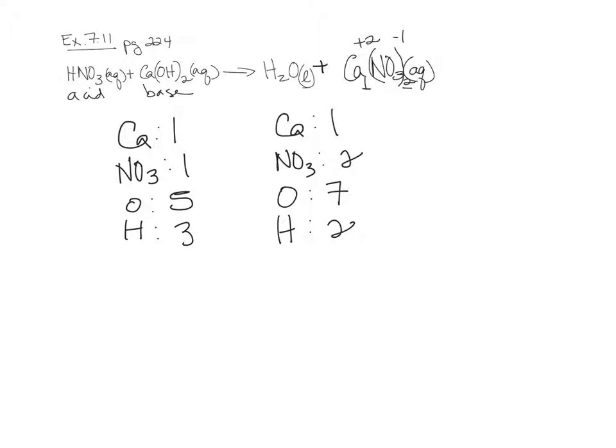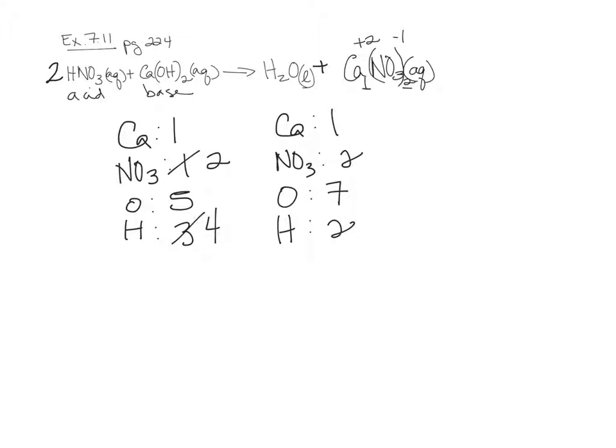The calciums are already balanced, so I'm going to move on to my nitrates. I have 2 nitrates on my right, so I'm going to need 2 nitrates on my left. So I'm going to put a 2 in front of my nitric acid. That changes my nitrate count to 2, but it's also going to change my hydrogen. That 2 gives me 2 hydrogens here, plus 2 hydrogens here gives me 4 hydrogens altogether on my reactant side.